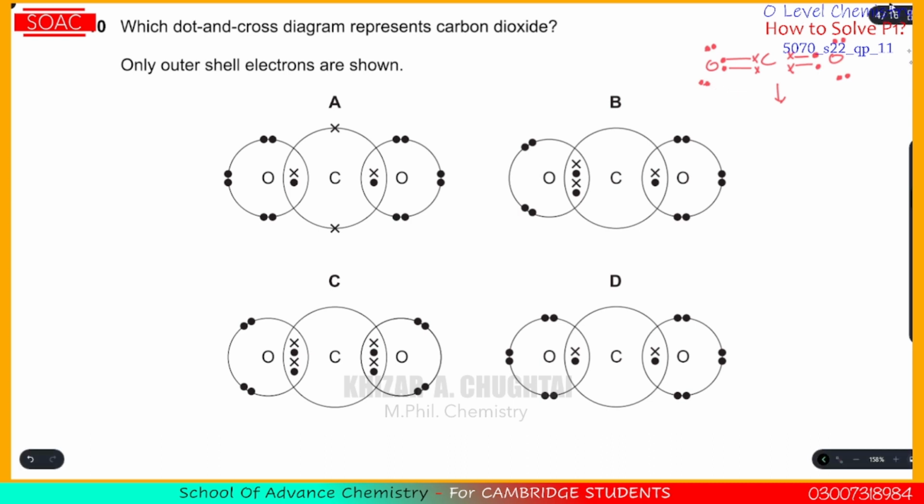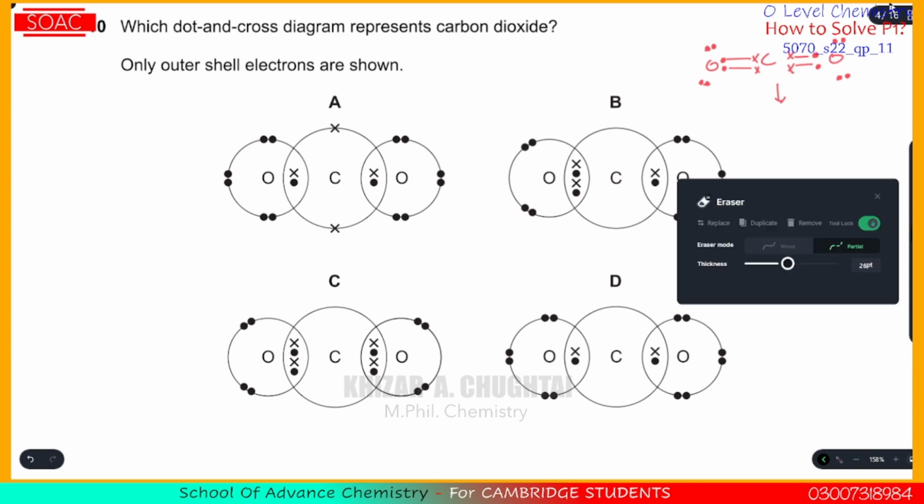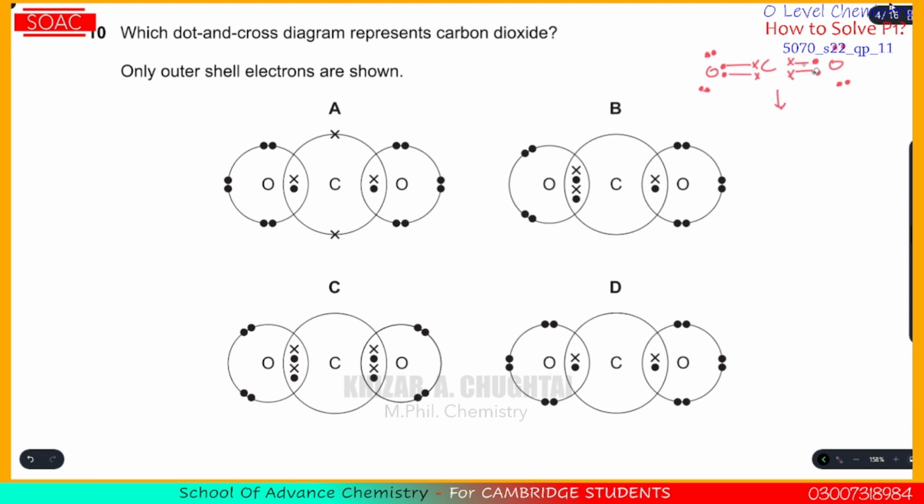The next thing is just remove these lines from this structure. You remove these lines. And now you are having a dot and cross diagram. So this is the dot and cross diagram.